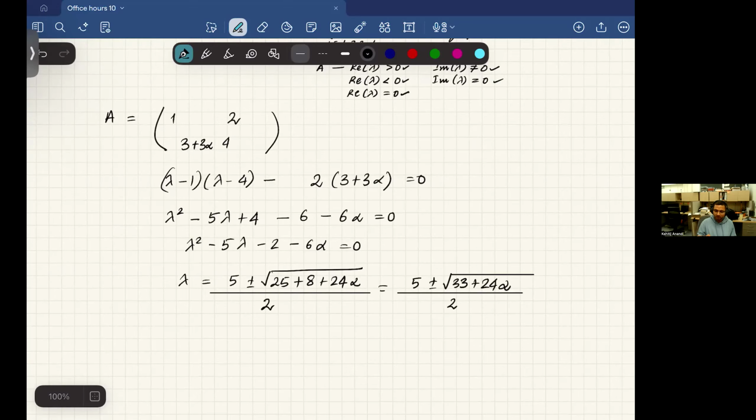So now can I ask you the question, for what value of alpha will this system be stable? Or for what value of alpha will this system have oscillations? If it's greater than what, negative 32 over 24? Yeah, you get the concept, right?